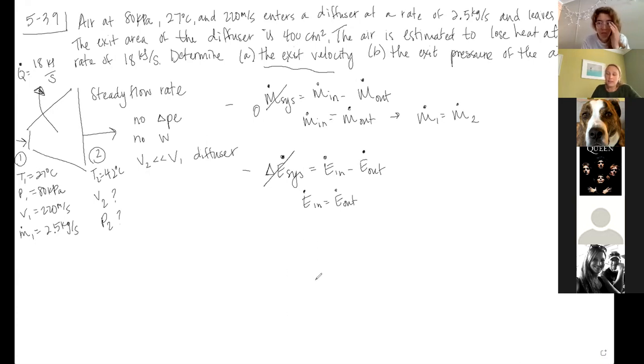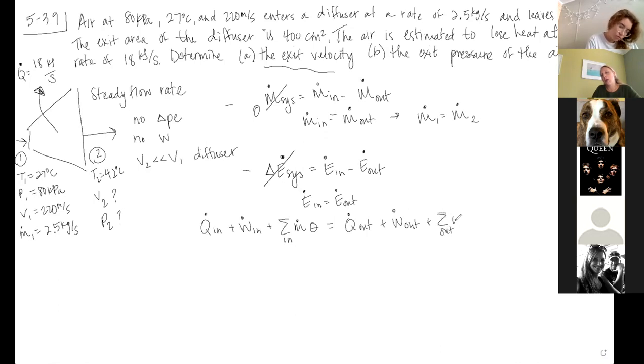And now we can expand this into our big equation of Q in plus work in plus the summation incoming of our mass flow rate times our fluid flow energy is equal to our heat out plus our work out plus the summation of our outgoing mass flow rate times our fluid flow energy. All right, for this problem, I know that I have Q coming out, but I don't have any Q coming in. And I'm assuming that there's no work for a diffuser.